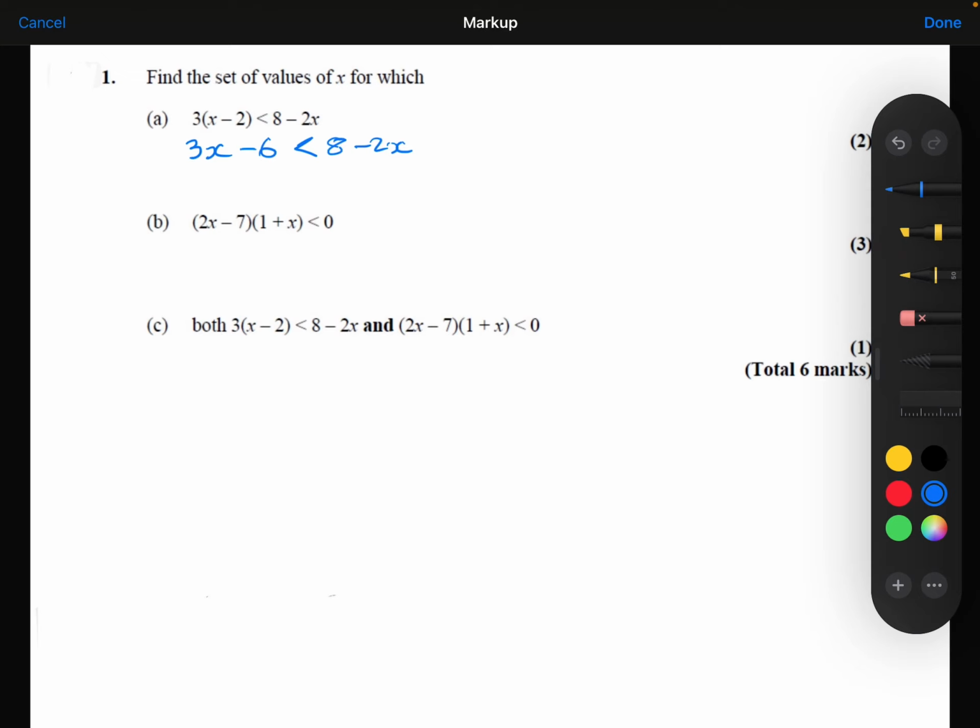Now let's collect up the like terms. So I'm going to move this minus 2x to the left hand side, so it's grouped up with the 3x. So I'm going to add 2x to both sides. I'm then going to add 6 to both sides. So I will get 5x has to be less than 8 plus 6, which is 14. So therefore x has got to be less than 14 over 5, or less than 2 4/5.